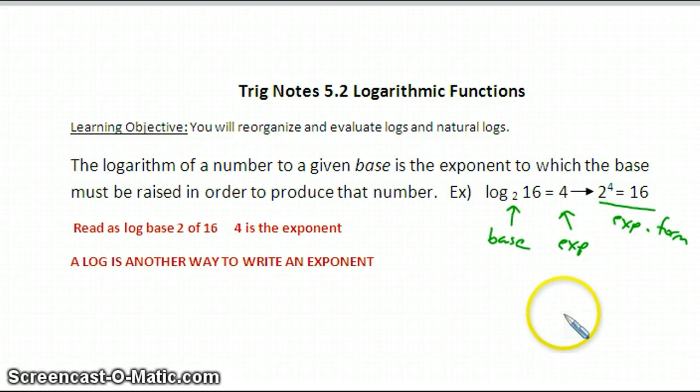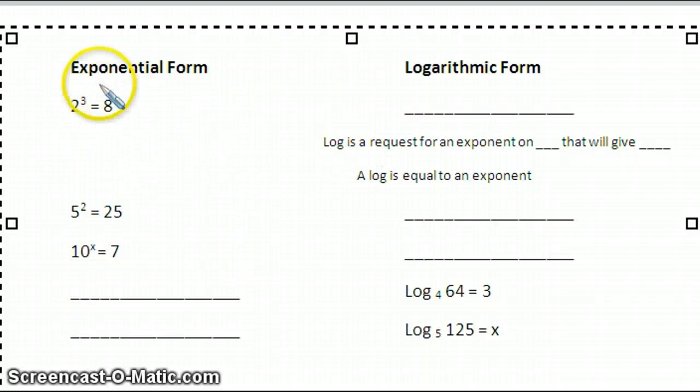We're going to be looking at in this video going back and forth between writing something in exponential form, going to log form, or if you already have it in log form, going to exponential form. And so let's look at some examples of how we would do that. So if we have it in exponential form, 2 raised to the 3rd power equals 8, again we're used to seeing this form. How would I write that in log form?